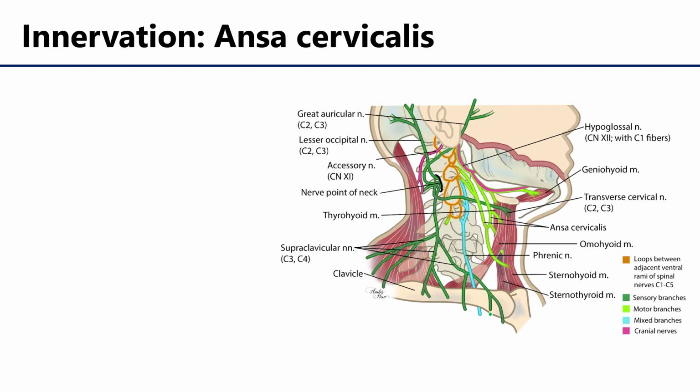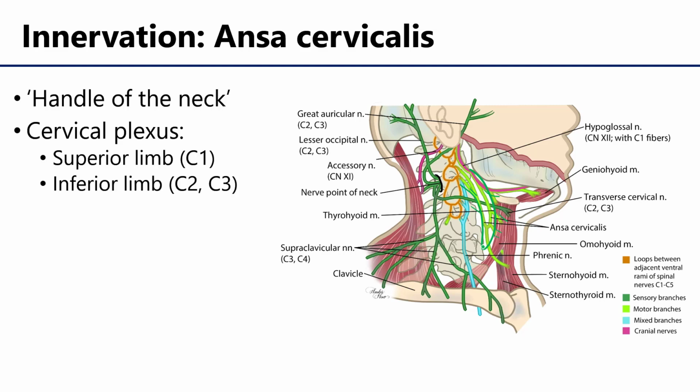The infrahyoid muscles are innervated by the ansa cervicalis. Ansa cervicalis is one of the two major motor outputs from the cervical plexus. Here it is highlighted in lime green. So ansa means handle. It has a loop that looks like a handle, cervicalis of the neck. And so it will have superior fibers from C1 and then inferior fibers from C2 and C3 going down. And then branches go out to the infrahyoid muscles.